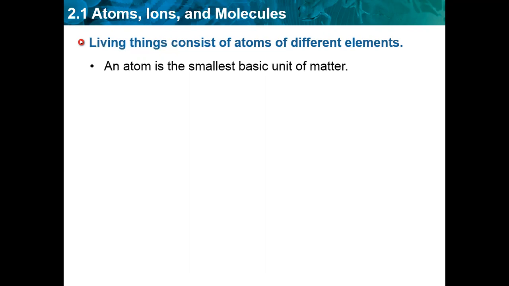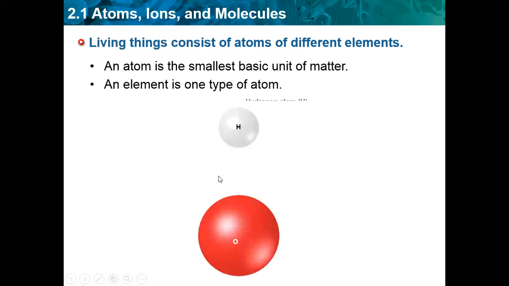So everything that has mass and occupies space is called matter. An atom is the smallest basic unit of that matter. If you have something called matter, the smallest part of it is an atom. And an element is one type of atom. For example, we have different types of elements, like hydrogen atom, oxygen atom. An element is one of the types of these atoms.